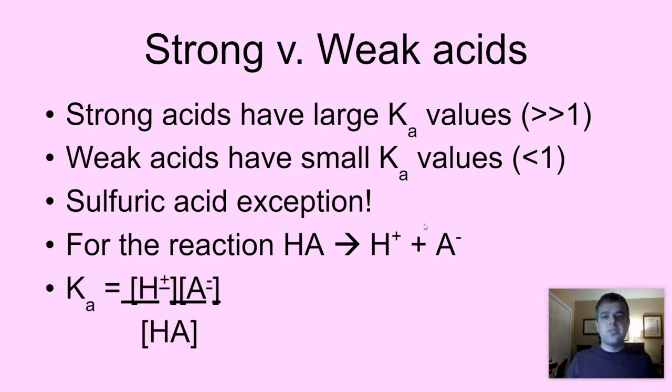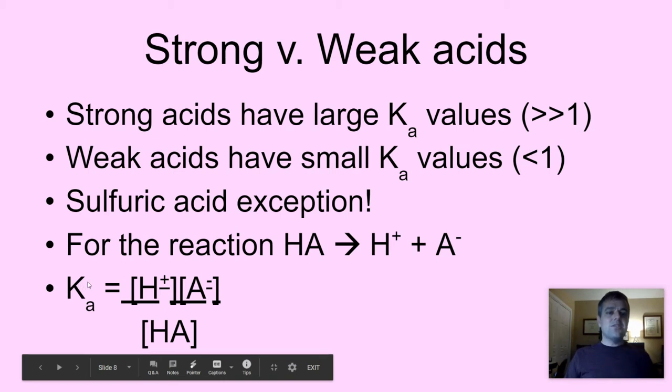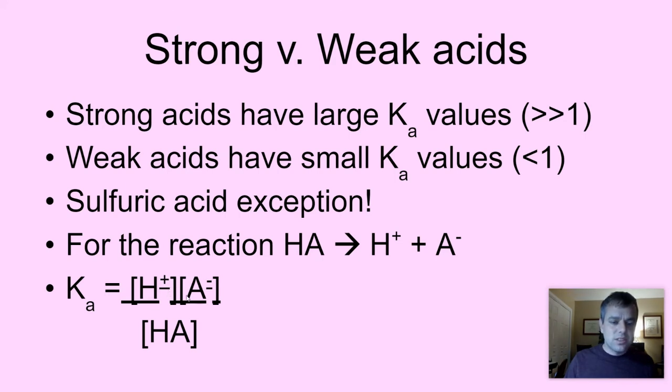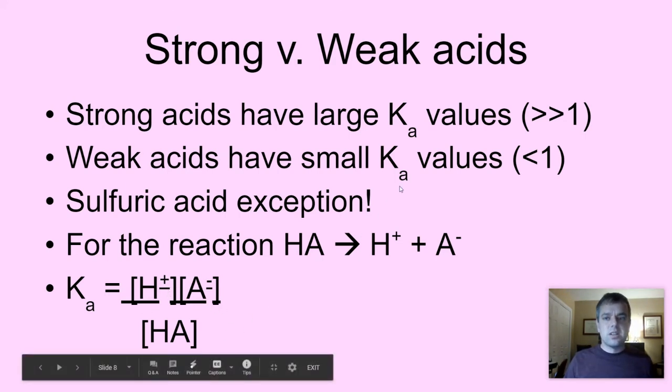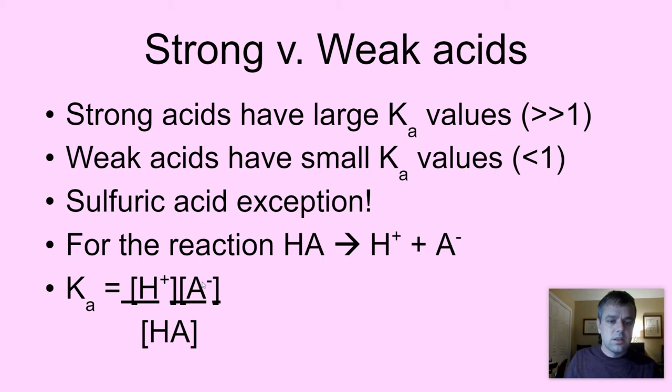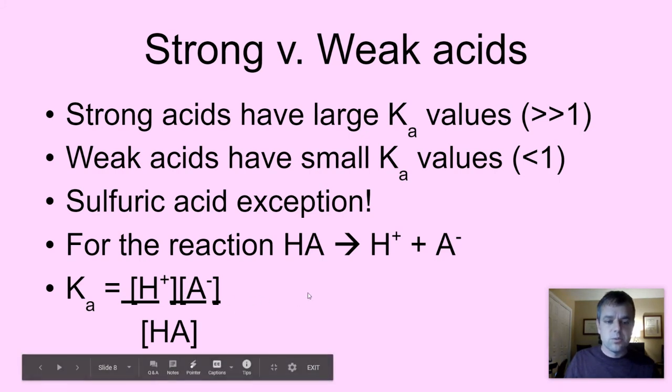Just also to define what a Ka expression is, and this appears on your reference tables. For any reaction, HA is our hypothetical acid, and the H represents the hydrogen, and the A represents the acid part. It breaks apart into H pluses and A minuses, or really it reacts with water to make H3O pluses and A minuses. The Ka, the acid equilibrium expression, equals the H pluses times the A minuses over the HA. I just fixed a little issue with the formatting in this Google Slides presentation.